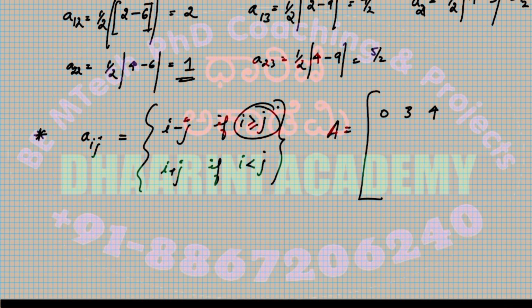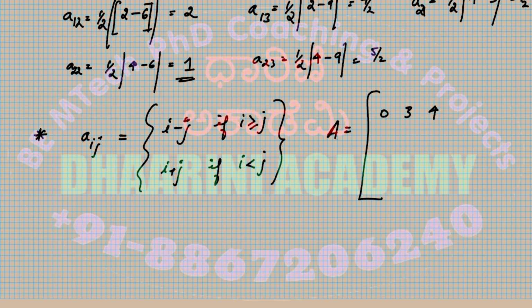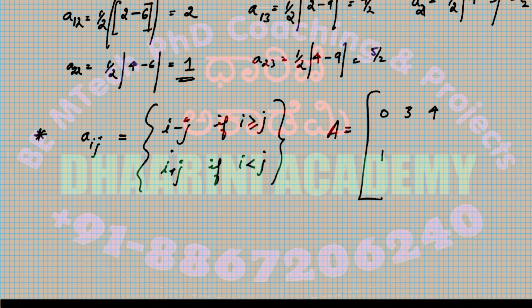A21: you see 2 is greater than 1, so I should perform 2 minus 1, that is 1. Then 2, 2, subtract, 0. Then A23, 2 plus 3, so 5. This is the required answer: 0, 3, 4, 1, 0, 5.